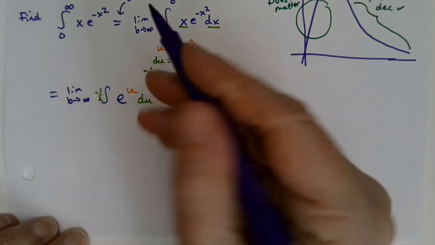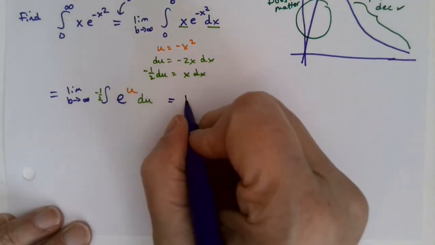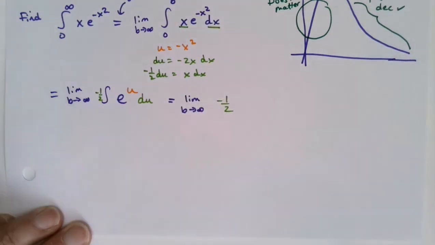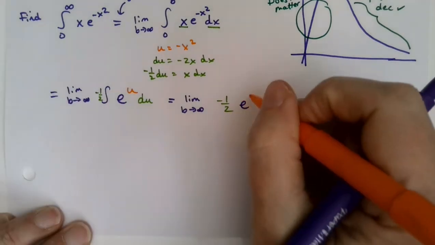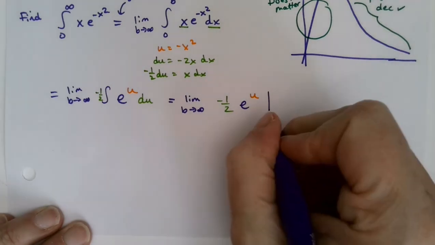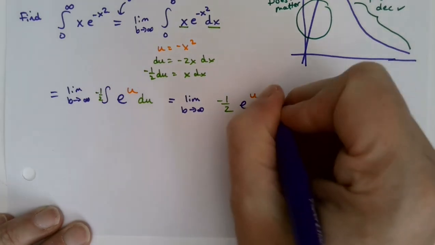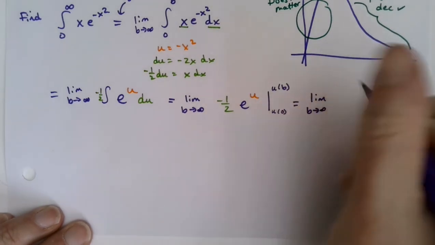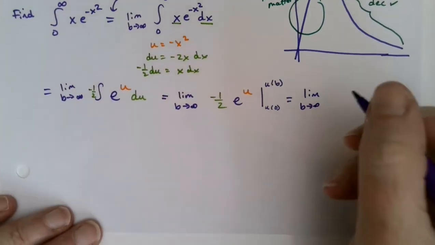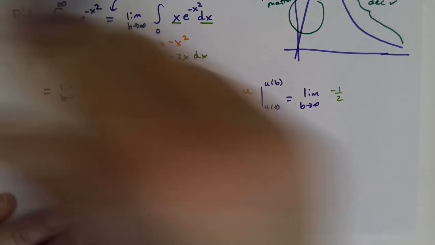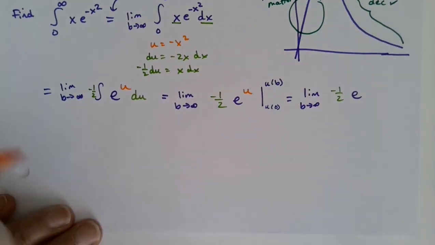So then we are going to integrate that, but we all know the integral of e to the u is e to the u. So it's the limit as b goes to infinity of negative 1/2, the integral of e to the u is e to the u. I won't worry about the plus c because technically there's two values here. Technically it's u of 0 and u of b if you really want to know. All right, and then that would be the limit as b goes to infinity of negative 1/2 e to the negative x squared.